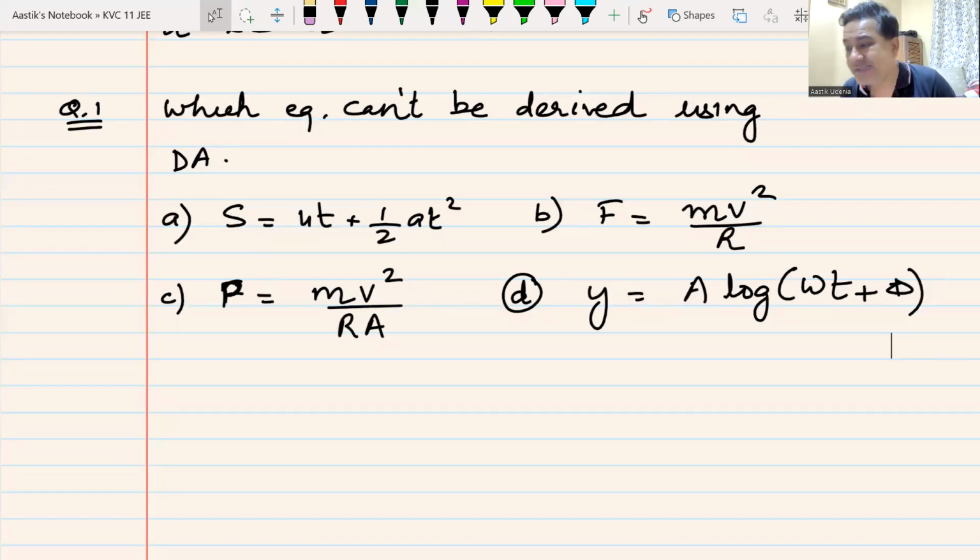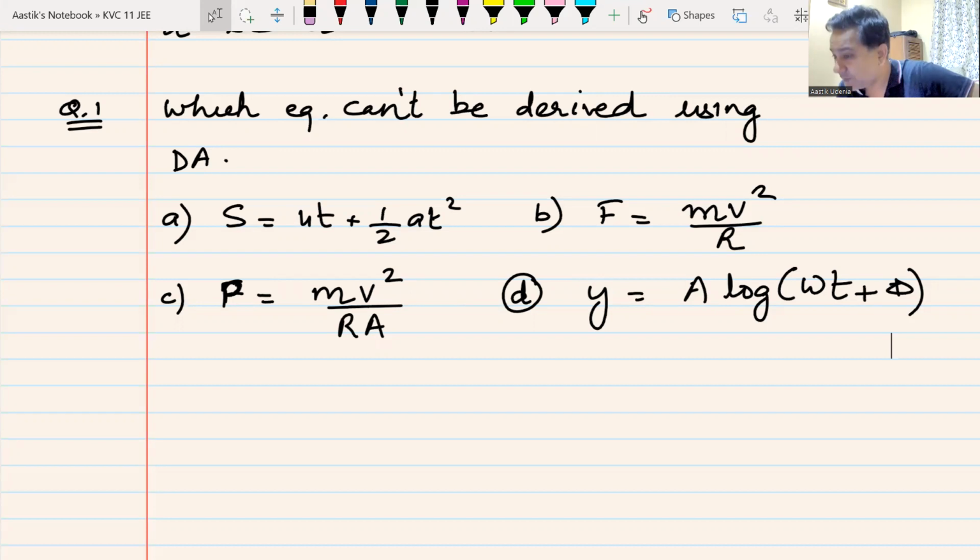This one. Which equation cannot be derived using dimensional analysis? There are four equations given to you. Which equations cannot be derived using dimension analysis? Remember, I will not tell you whether this question is single option or multiple option. It can be a single option, it can be a multiple option. You will have to choose it. You will have to tell me.